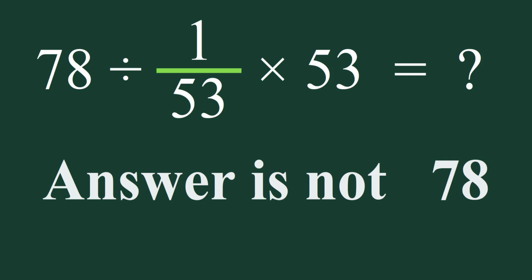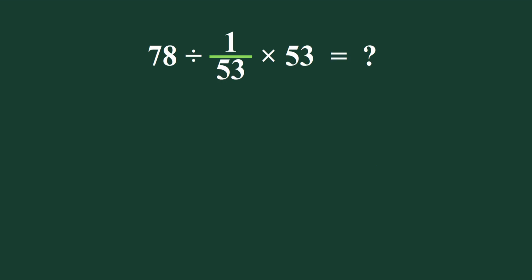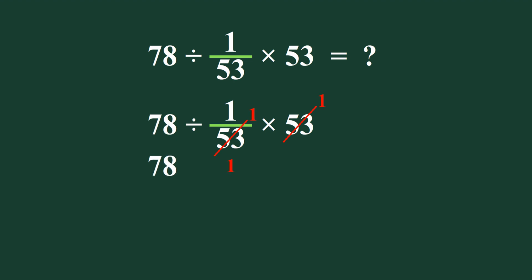In this morning vlog, we wanted to find the value of this expression: 78 divided by 1 over 53, then times 53. Let's go and start solving the problem. We have 53 divided by 53, which equals 1. So here we have just 1, and 78 divided by 1 equals 78.